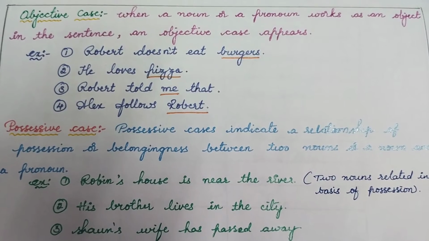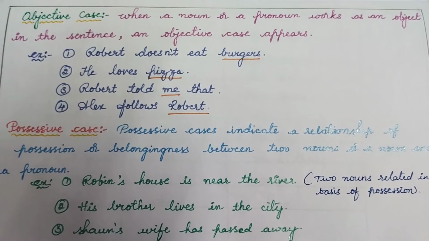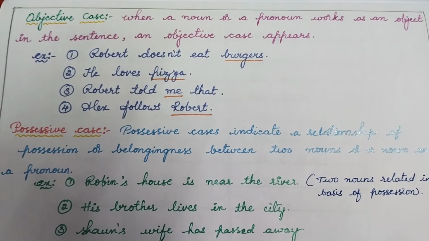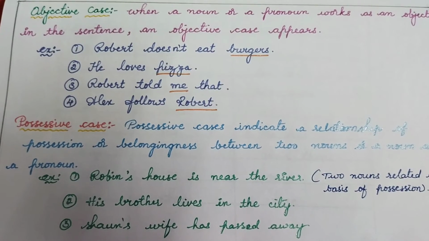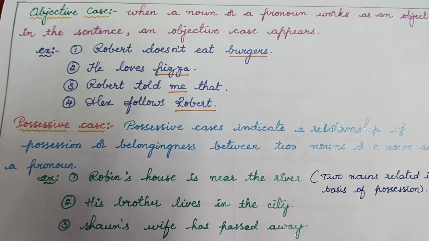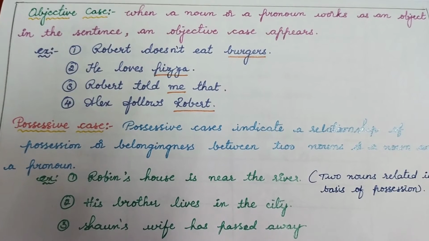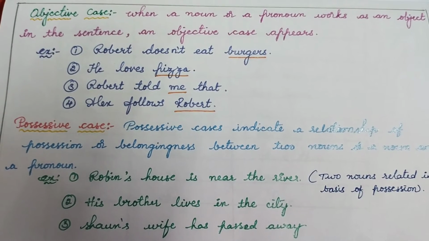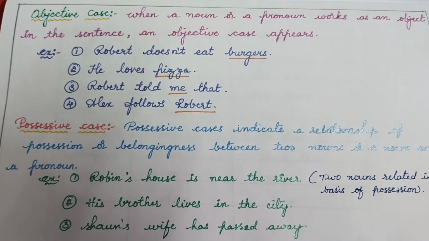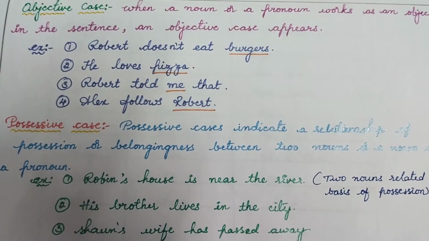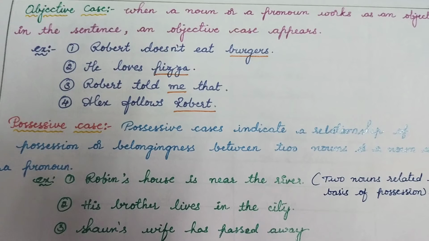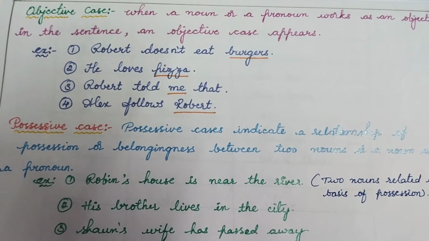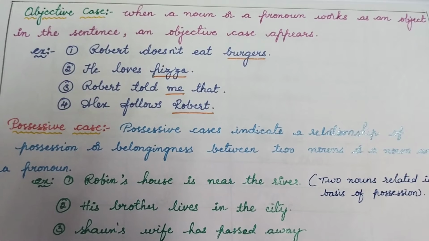Let us move into the next type, that is objective case. When a noun or pronoun works as an object in the sentence, an objective case appears. Before, in subjective case, the noun or pronoun acted as subject. Now here it should act as object. It means it should get the result of the action. So the example can be like, Robert doesn't eat burgers. Robert doesn't eat what? Burgers. So burgers is our object. So it is our objective case.